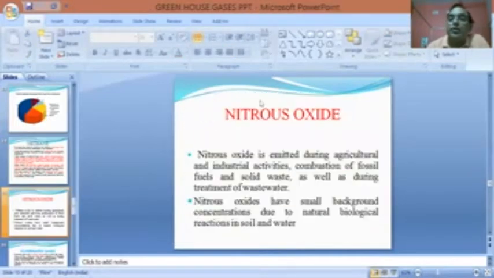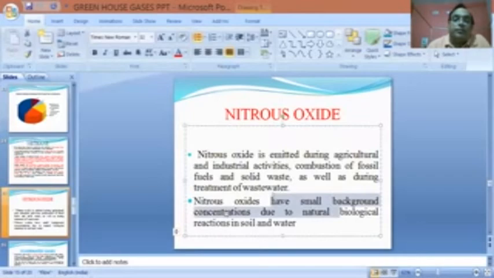Now, there is nitrous oxide. This nitrous oxide is emitted during agricultural practices and during transportation, etc. And this emission of nitrous oxide, its addition into the atmosphere, also enhances the greenhouse effect causing potential of the atmosphere, and it leads to global warming too. So, its concentration in the atmosphere adds up to the global warming.